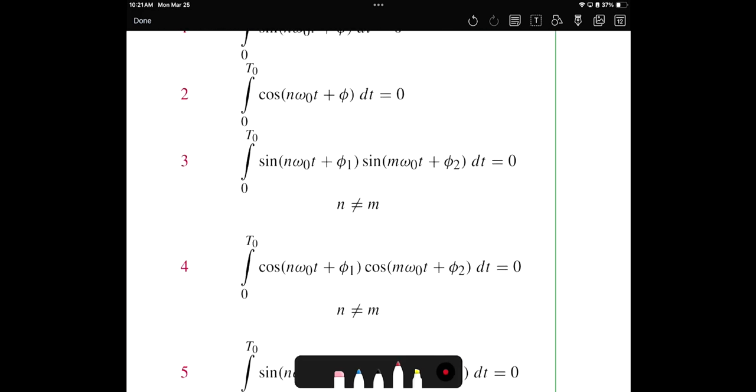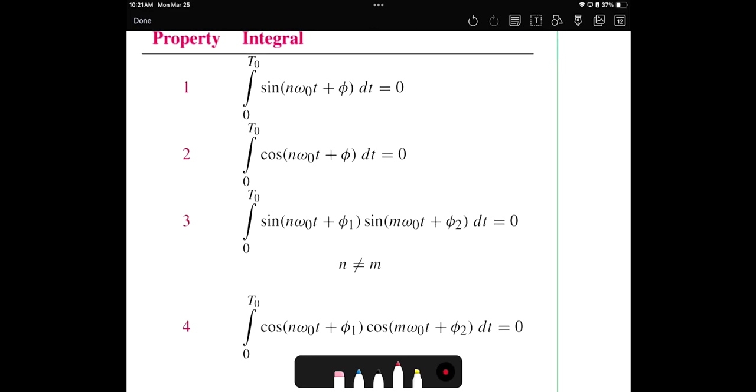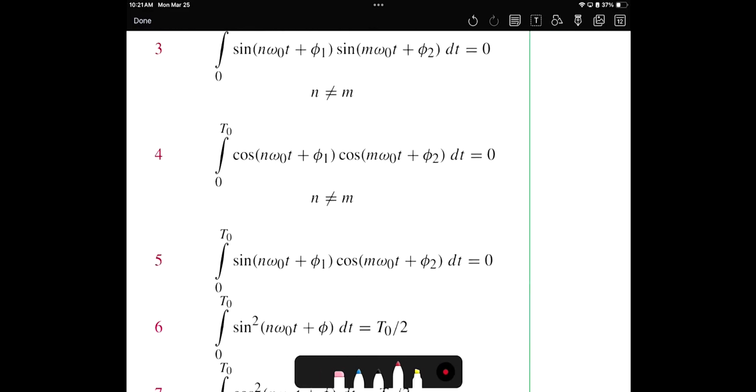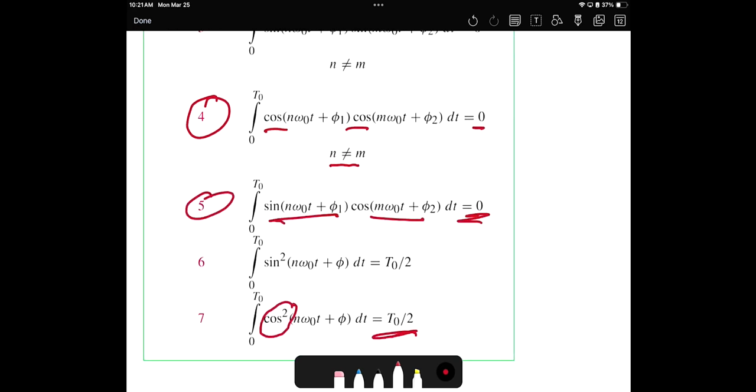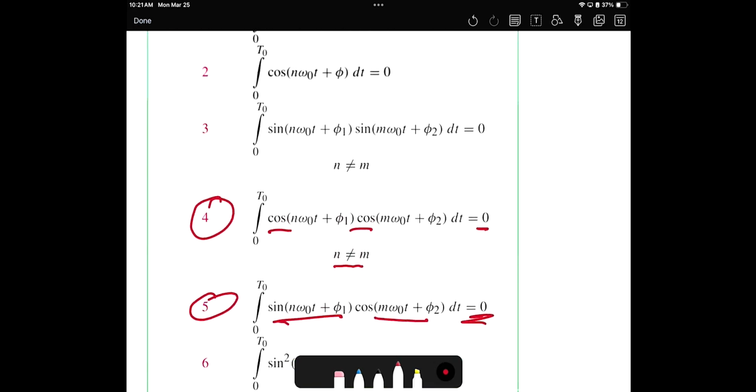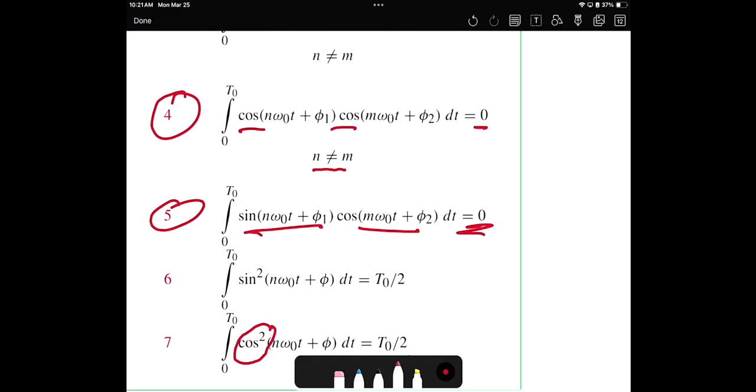Now, looking at the properties, we have cosine times cosine. Property number 4: cosine times cosine, when n does not equal m, it will be 0. While cosine times cosine, when n equals m, this means cosine squared will be T over 2. How about sine times cosine? It will be 0, property number 5, no matter if n equals m or n does not equal m, everything will be 0.